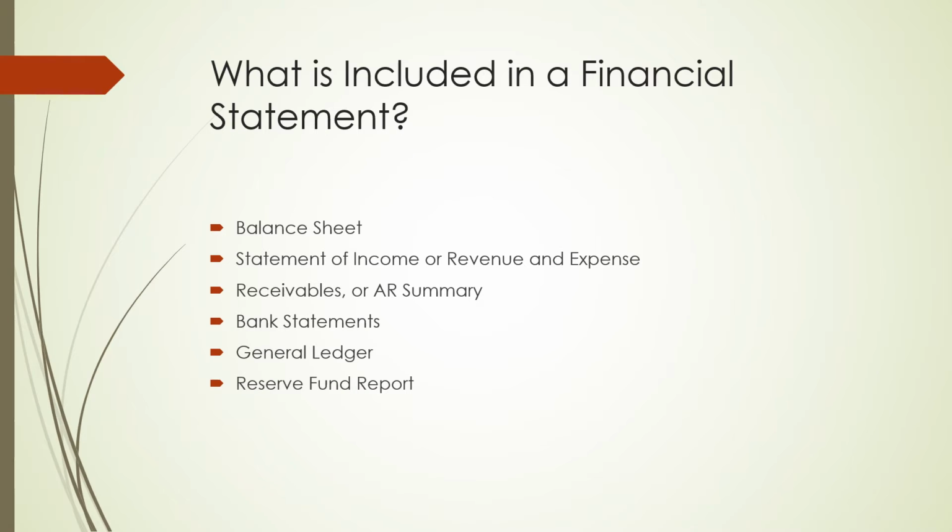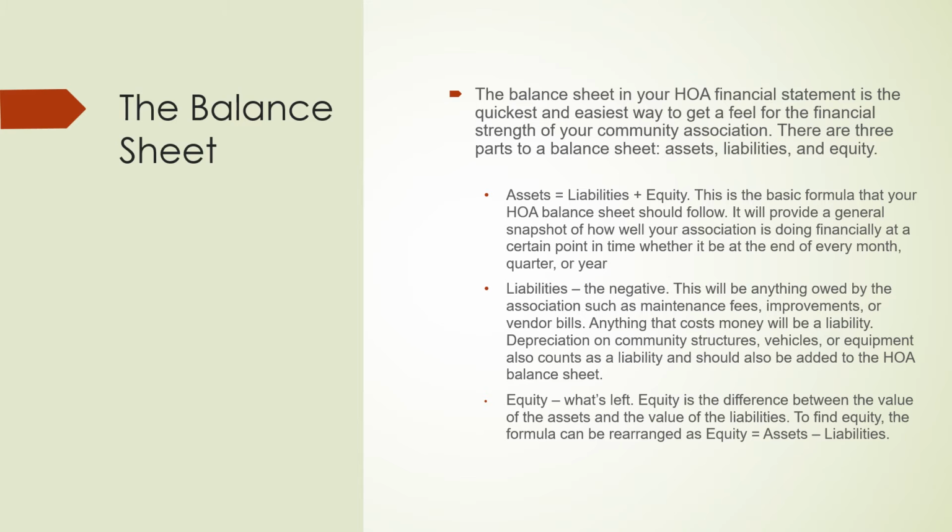What is included in a financial statement? The balance sheet, the statement of income or the revenue and expense report, receivables or AR summary, bank statements, general ledger, reserve fund report. The balance sheet. The balance sheet in your HOA financial statement is the quickest and easiest way to get a feel for the financial strength of your community association.